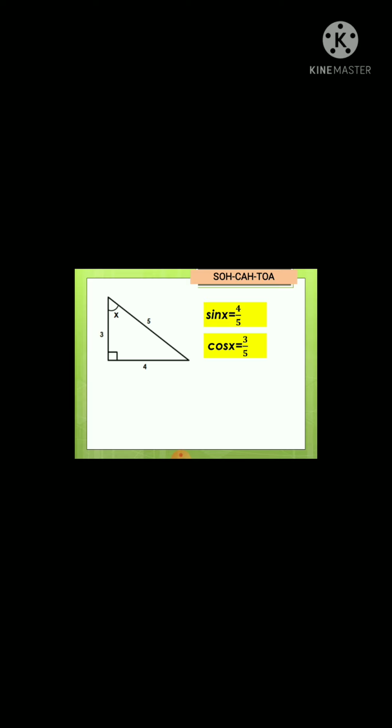Next, cosine x equals adjacent over hypotenuse. So adjacent is 3, next to our angle x, over hypotenuse 5. Next is tangent x equals opposite over adjacent. So our opposite side is 4 and our adjacent side is 3.